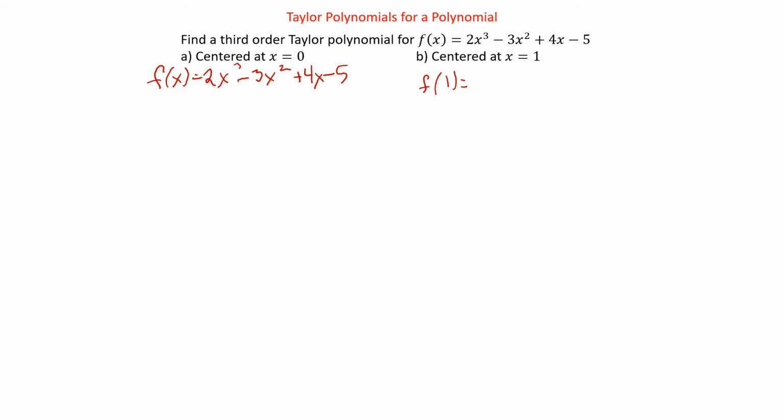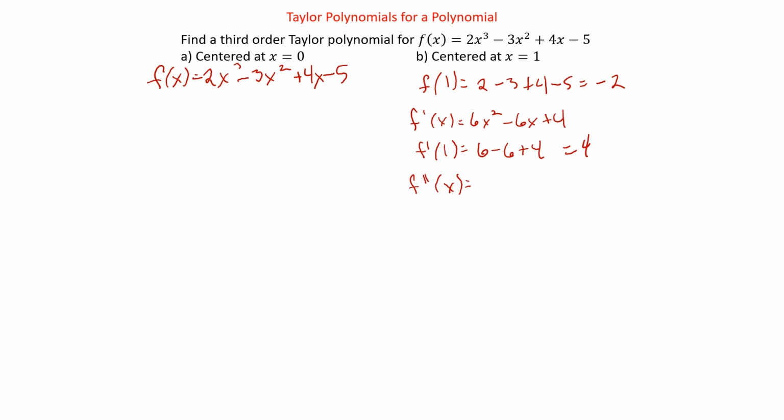So f of 1 will have 2 minus 3 plus 4 minus 5, which is negative 2. f prime of x is going to be 6x squared minus 6x plus 4. So f prime of 1 was 6 minus 6 plus 4, which is 4. f double prime of x is going to be 12x minus 6. So f double prime of 1 is 12 minus 6, which is 6. And then we're doing a third order, so the third derivative of x is 12, and of 1 it's 12.